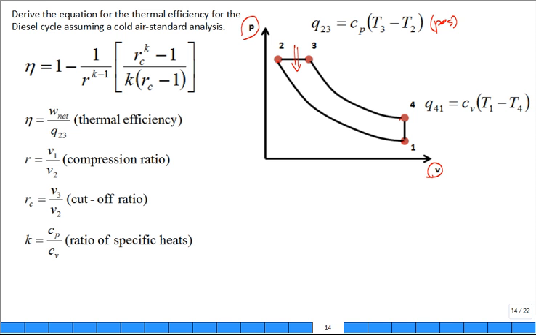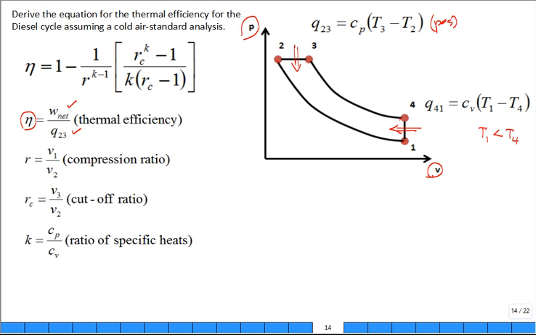If you do a first law analysis of the process 2 to 3. Likewise, Q 4 to 1, right here coming out, is going to be negative because T1 is less than T4. This is a negative Q 4 to 1. The thermal efficiency is defined as work net divided by Q in, Q 2 to 3.